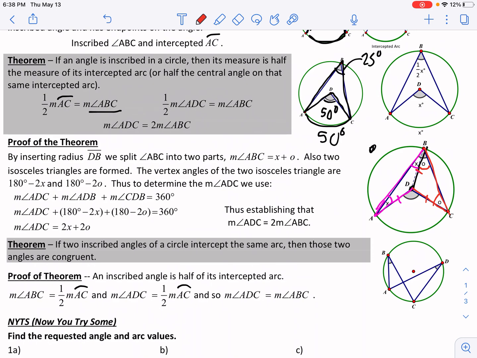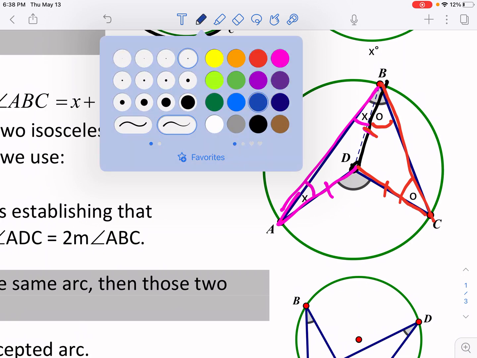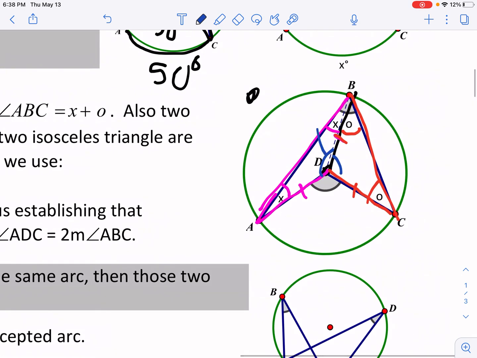And the vertex angles of the 2 isosceles triangles are 180 minus 2x and 180 minus 2O, let's call that one O, whatever it happens to be. So 180 minus 2x and 180 minus 2O. What they're talking about here is these central angles right here. Remember that the angles of a triangle add up to be 180. So if we took x plus the missing side, that would have to add up to be 180. Well, another way to put that is this angle would be 180 minus 2x.